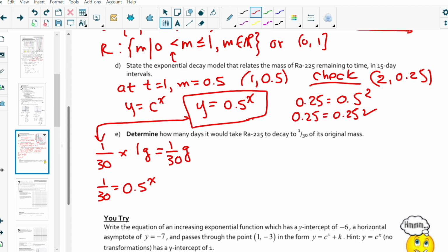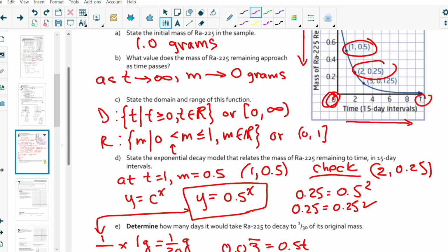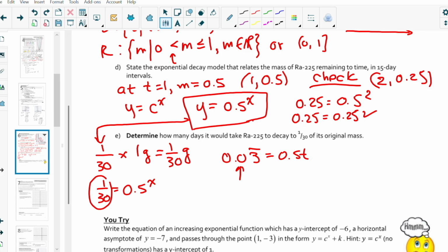Okay, so at this point, we're not at a point where we know how to solve this algebraically. We're going to solve it graphically. So where is this 1/30th value? So that is roughly 0.03 repeating. So let's look for this on the y value. So this is going to be an approximation. So that's 0.1. So 0.03 would be about a third of the way down. So right about there.